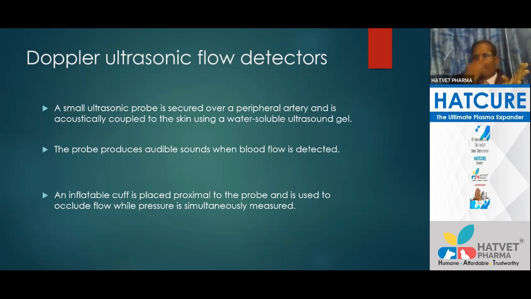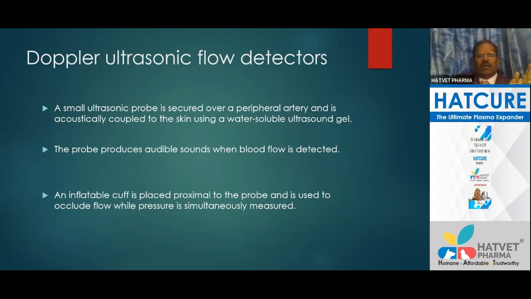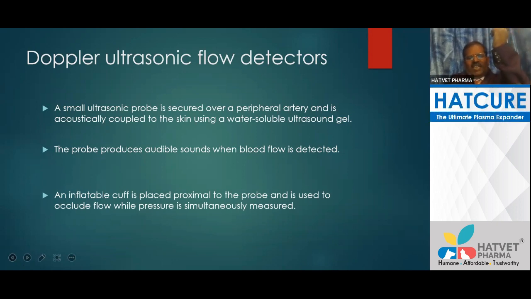From the gel, the sound is easily picked up by the Doppler probe. The probe produces an audible sound when the blood flow is detected. An inflatable cuff is placed proximal to the probe and used to occlude flow while pressure is simultaneously measured.